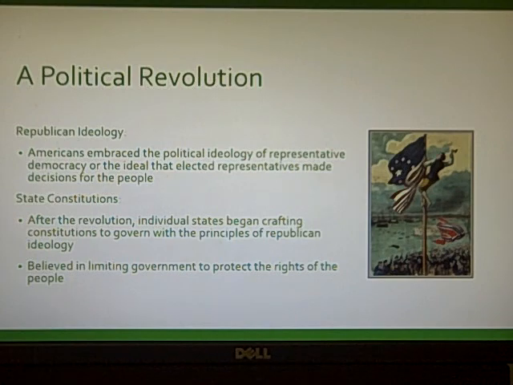I think I can get through at least the Articles of Confederation then. Alright, so let me see if I can't do that. We'll get right back where I wanted to be in the first place.